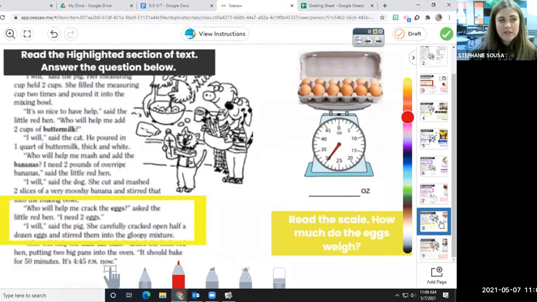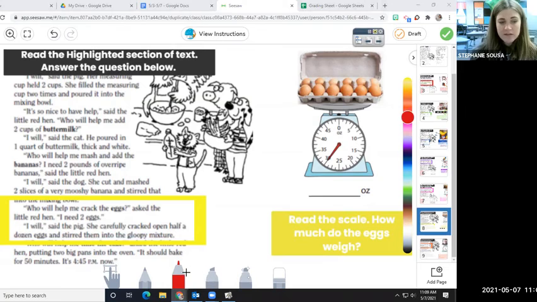Read the highlighted section of text. Answer the question below. Who will help me crack the eggs? Asked the little red hen. I need 2 eggs. I will, said the pig. She carefully cracked open half a dozen eggs. That's the reason the cake was nasty. She needed 2, and that little dude did 6. That's crazy. And dropped them into the gloopy mixture.